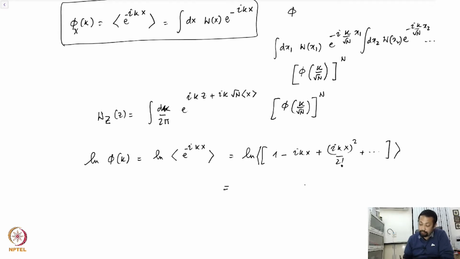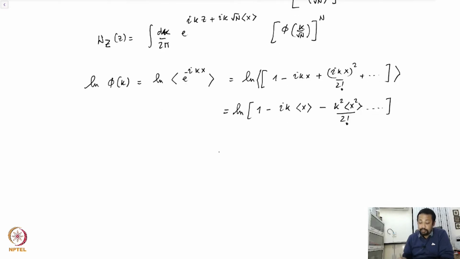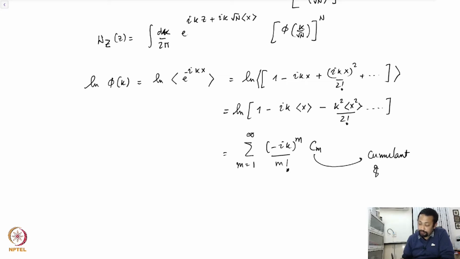Average closes, and you can see that this is 1 minus ik average x. i square is minus 1, so minus k square x square over 2 factorial, and higher order terms, right? This I can write down as sum over m equal to 1 to infinity of minus ik raised to the power m, cm over m factorial. This quantity is called a cumulant of the distribution or the density.